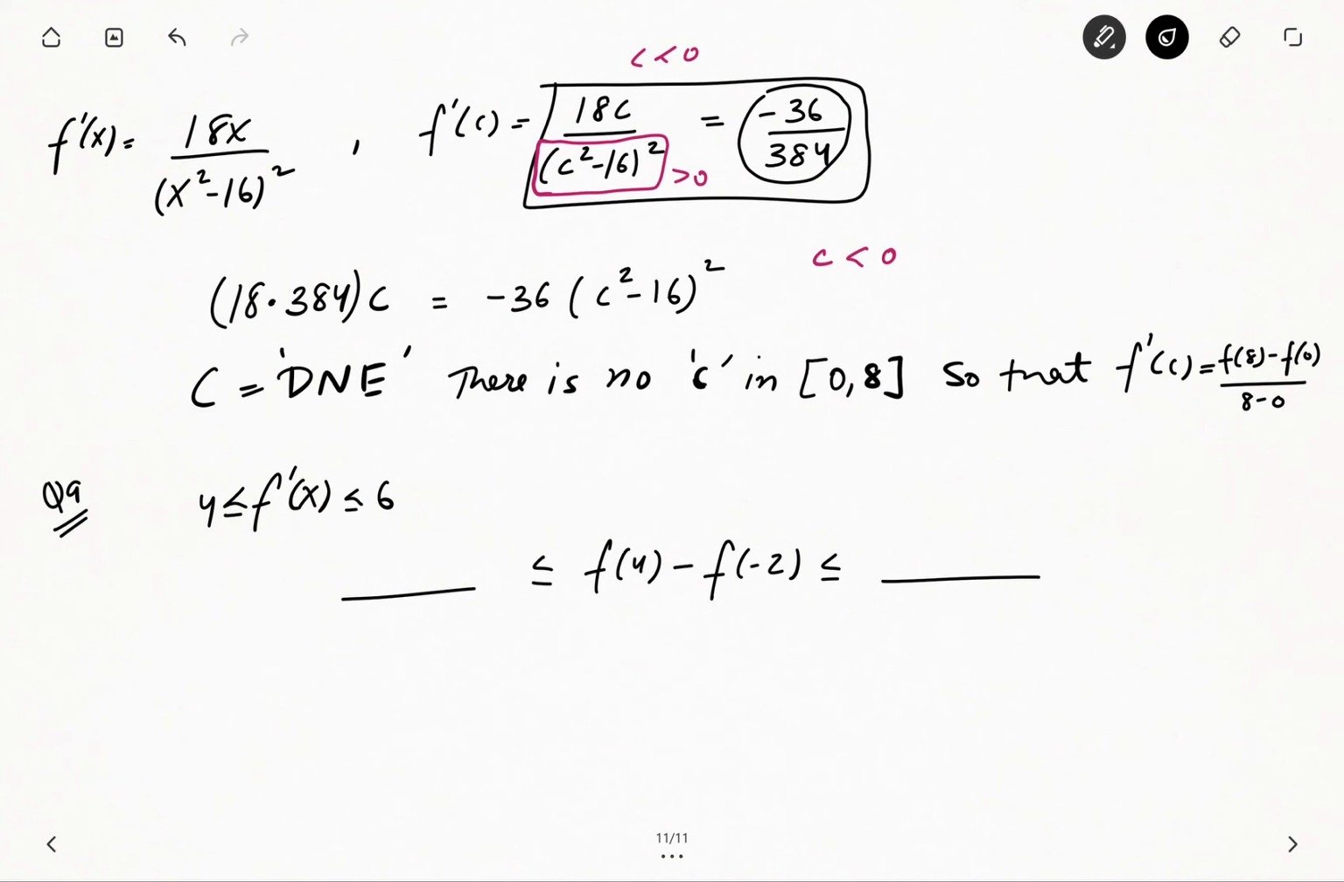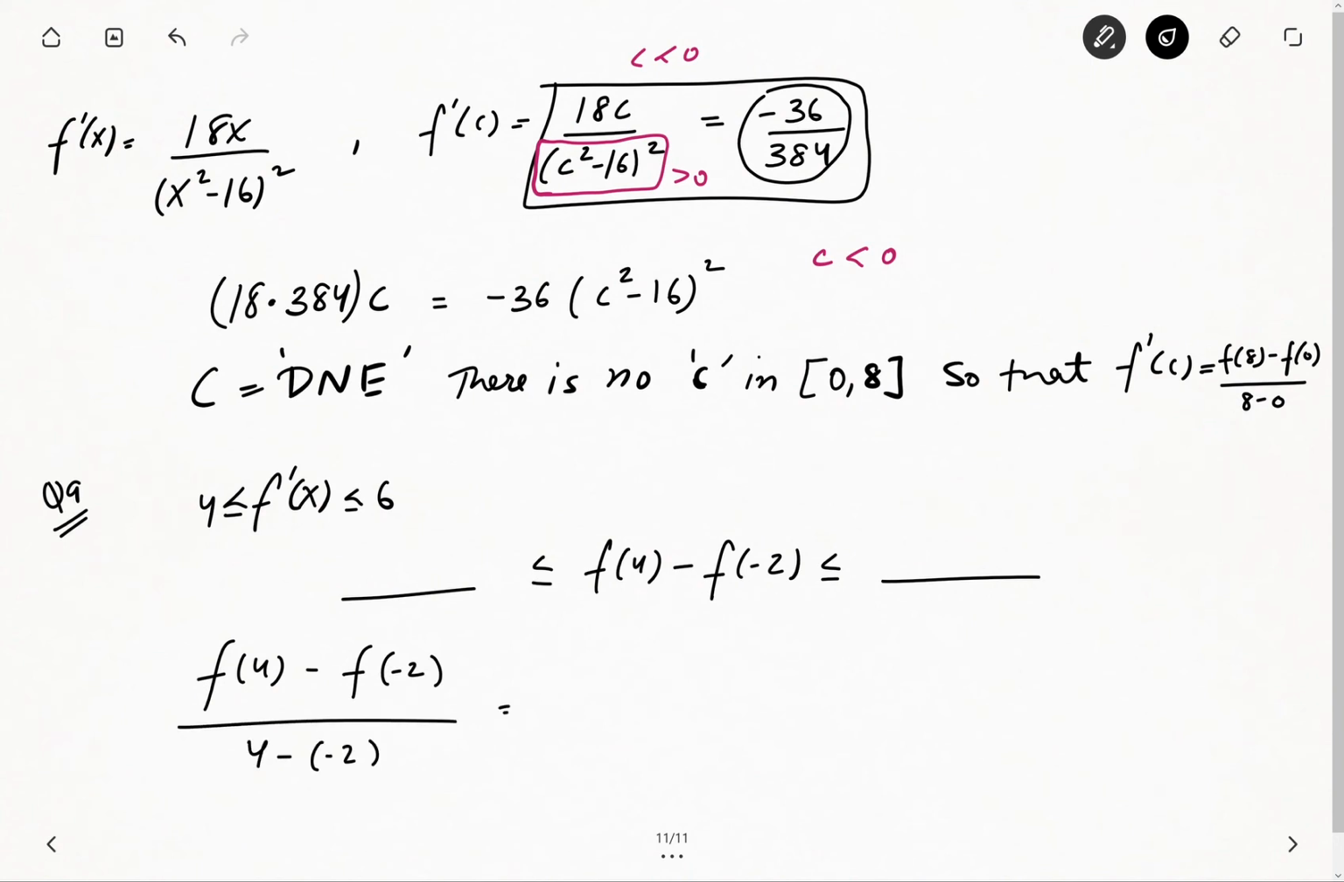So by the looks of it, you kind of have a feeling that you're going to apply the mean value theorem because you see something on top. What you can conclude here is (f(4) - f(-2)) / (4 - (-2)) is similar to the form of (f(b) - f(a)) / (b - a). And if this satisfies the mean value theorem, then you know this must be equal to the derivative at a value of c.